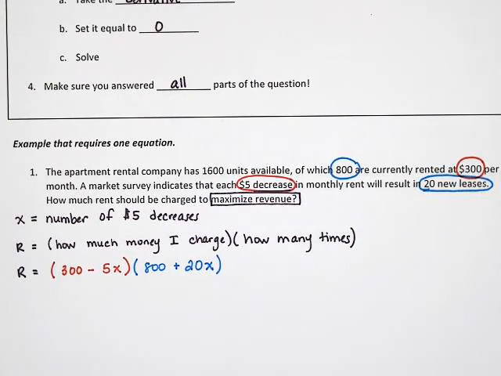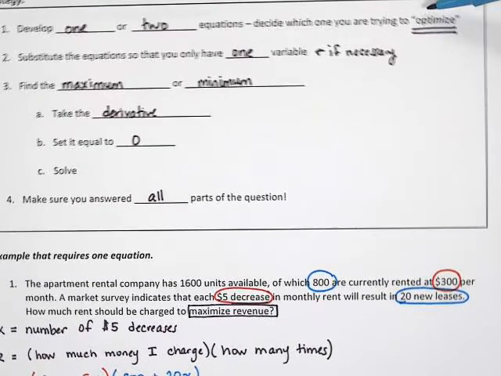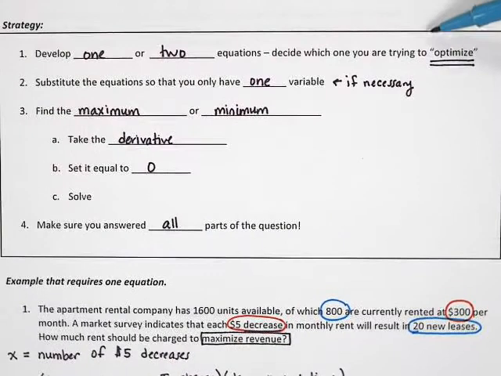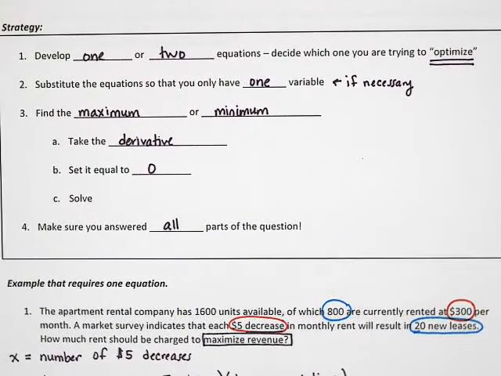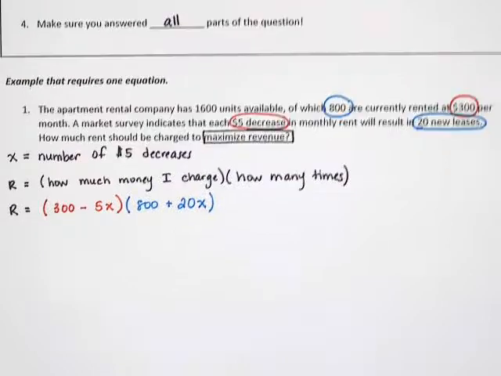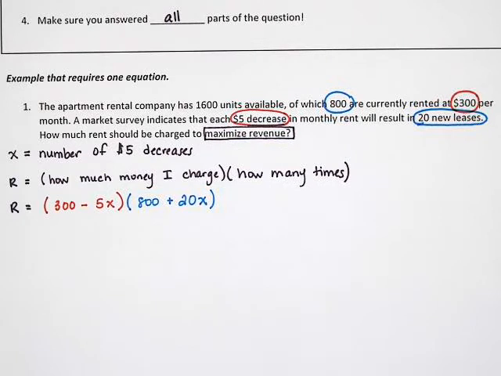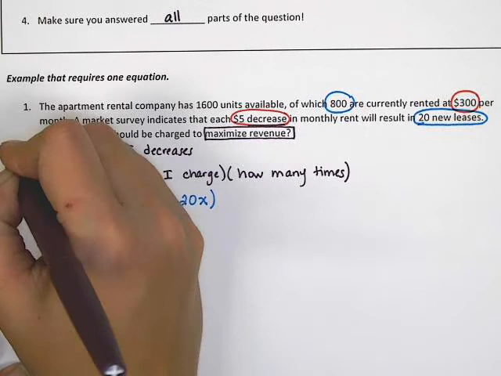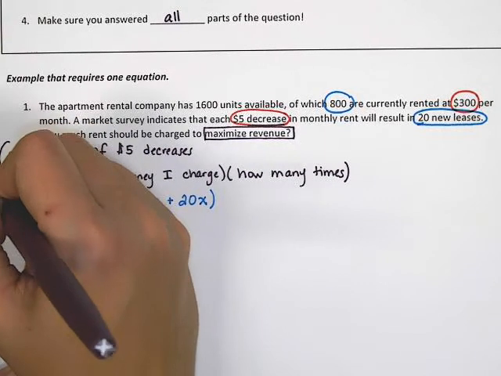Now that's all part of step 1, and that's probably the most complicated step, which is to develop 1 or 2 equations. If I was going to decide where to focus my attention and spend my time, that would be the place to spend it. Because if I can't get the equation correct, it's going to make the rest of the problem really challenging. This is all developing an equation.